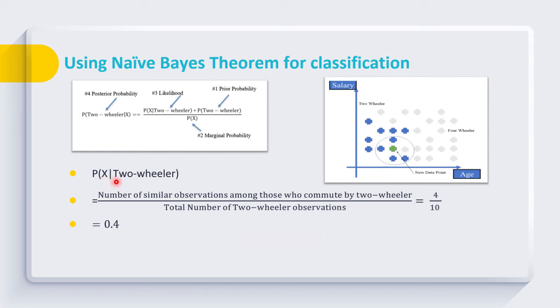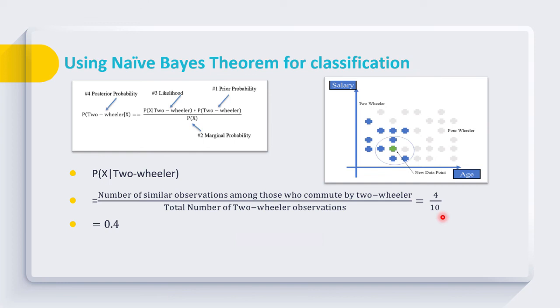Here we have to consider the number of similar observation among those who commute by two-wheeler. So that's why in first step I have removed all four-wheeler data points, only showing two-wheeler data points. We have to consider number of similar observation who commute by two-wheeler. So in this I have only 4 data points. So it will be 4 divided by total number of two-wheeler observation, that is 4 by 10. So it means its value is 0.4.